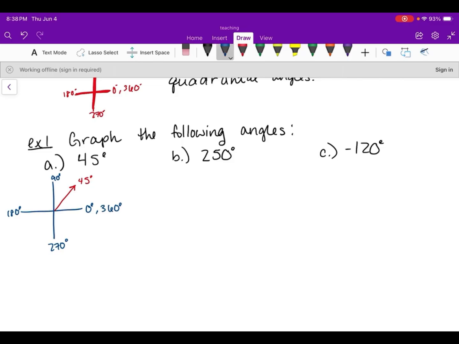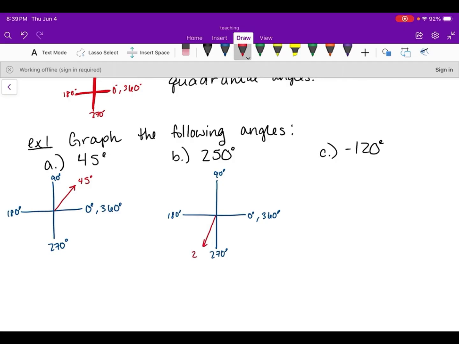Now 250 degrees is bigger than 180 but smaller than 270. So I'll tell you that right in the middle of this right here is 225 degrees. So 250 is a bit bigger than that. So we actually want to get a little bit closer to the 270. So that'll be more about right here.